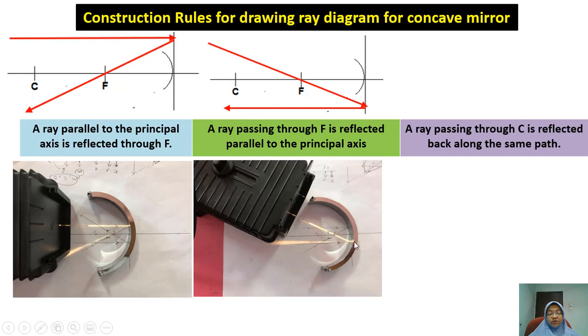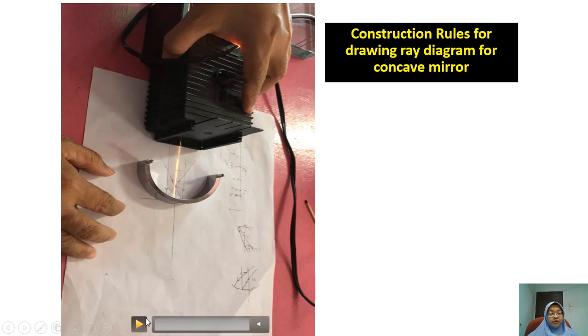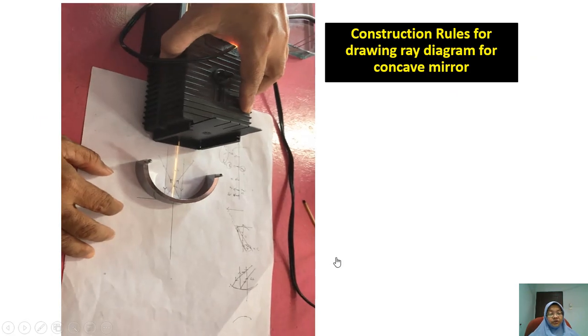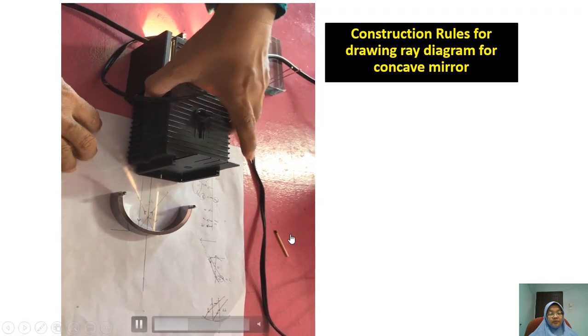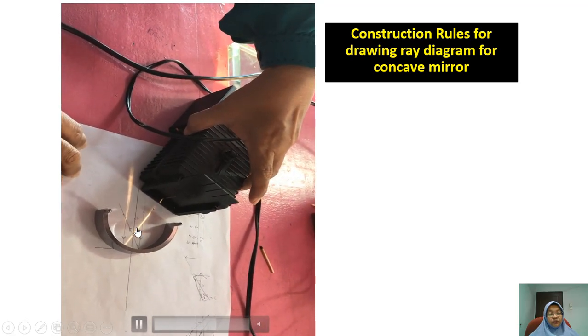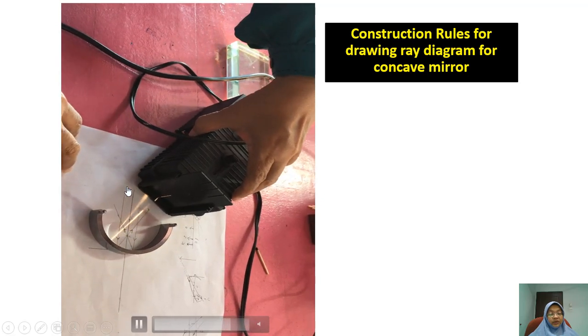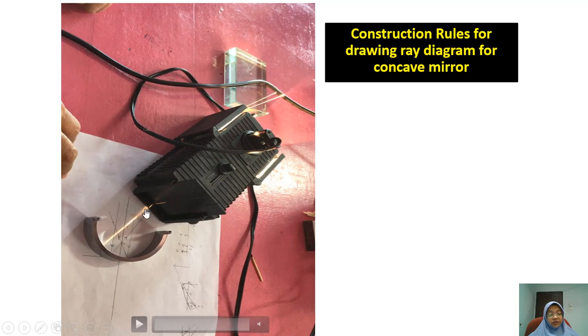Pass through F, goes to the mirror, and then will be reflected straight. Okay. And thirdly, we have C, the light coming, so it will be reflected back along the same path. Okay, I have a video here to show you. Okay, the experiment. Straight goes to F. Parallel goes to F, and then we have pass through F going to be parallel, and thirdly straight pass through C and it will be reflected back along the same path.